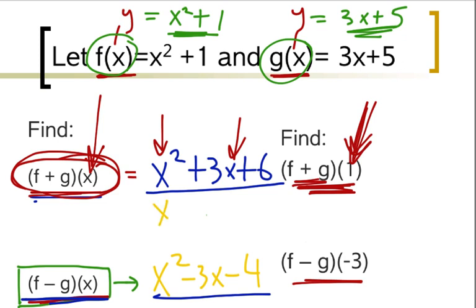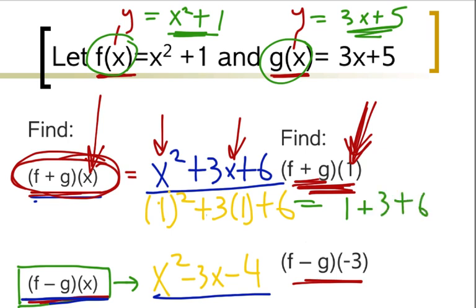We write 1 squared plus 3 times 1 plus 6. So notice I just put the 1's where there were x's, and then you simplify. That's going to give us 1 squared is 1, plus 3 times 1 is 3, plus 6, and then I just add that all together and I get 10. So that means my answer for f plus g of 1 is 10.